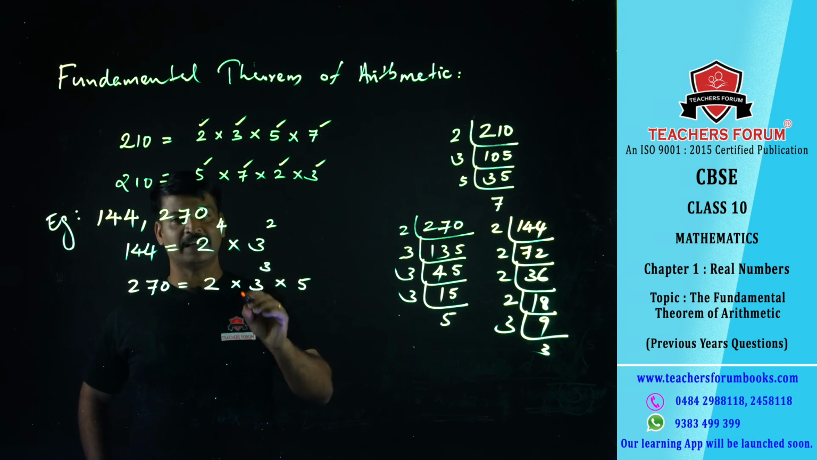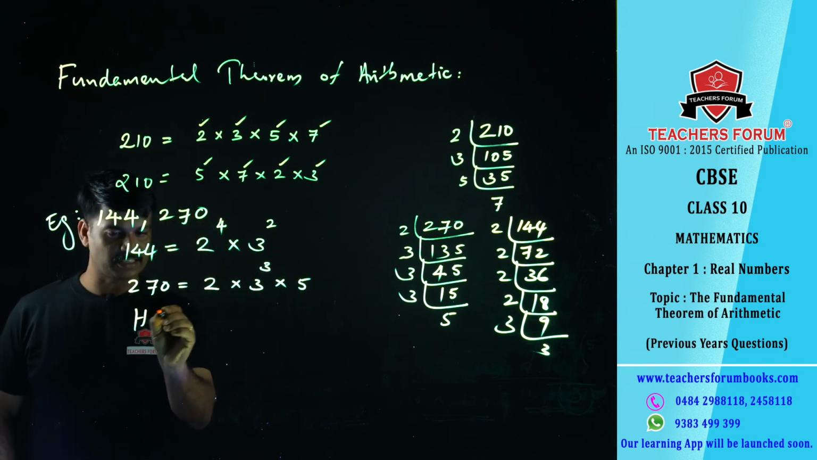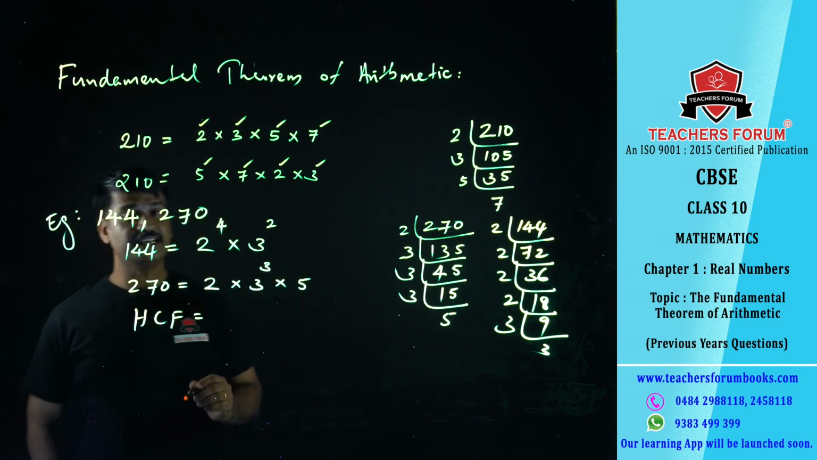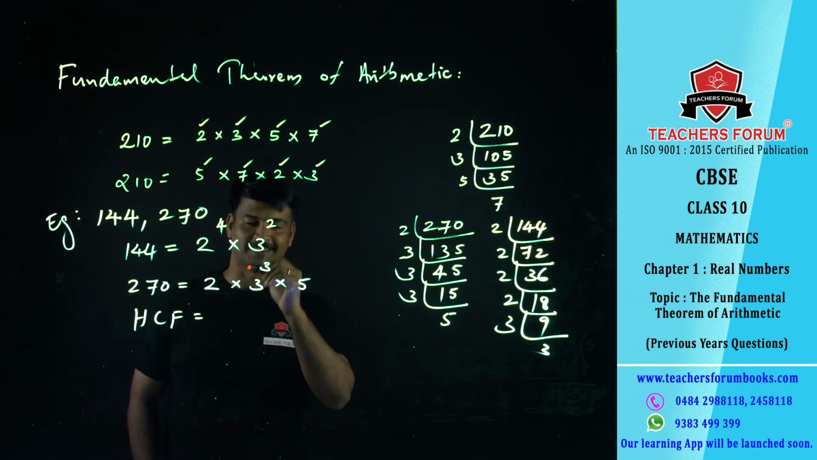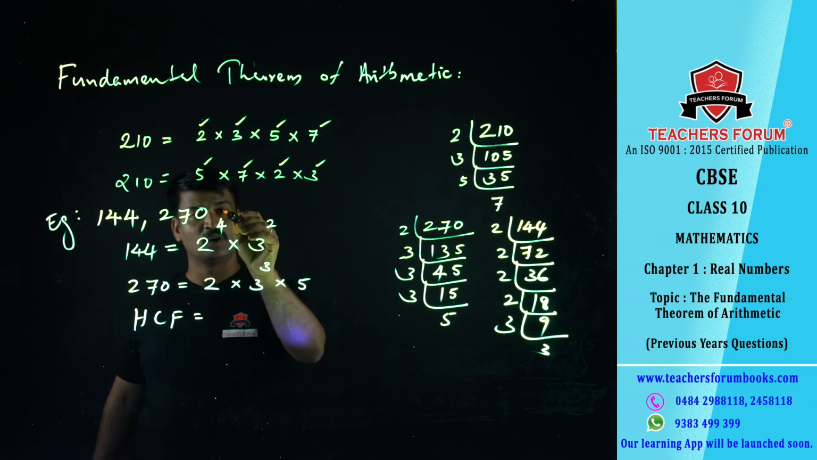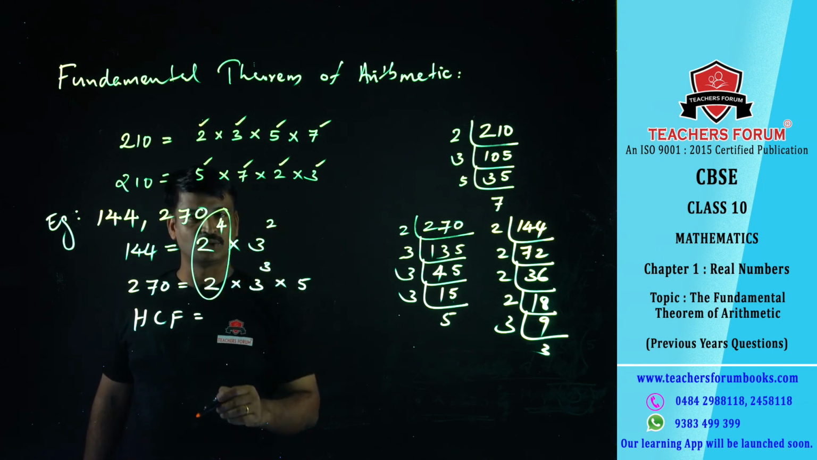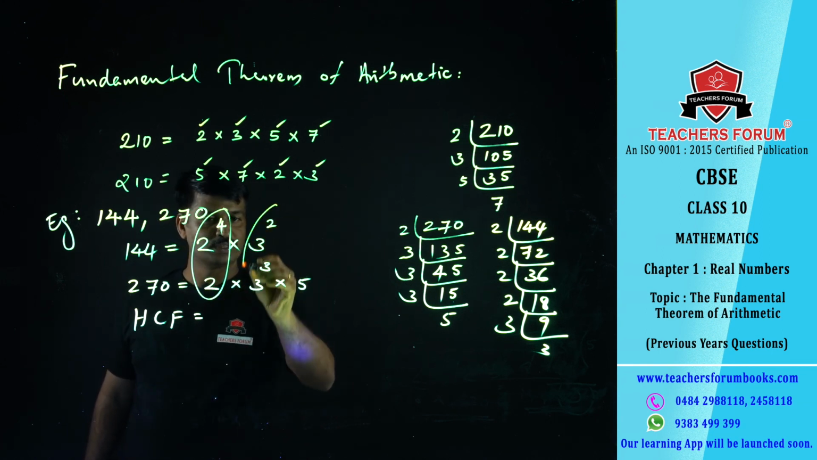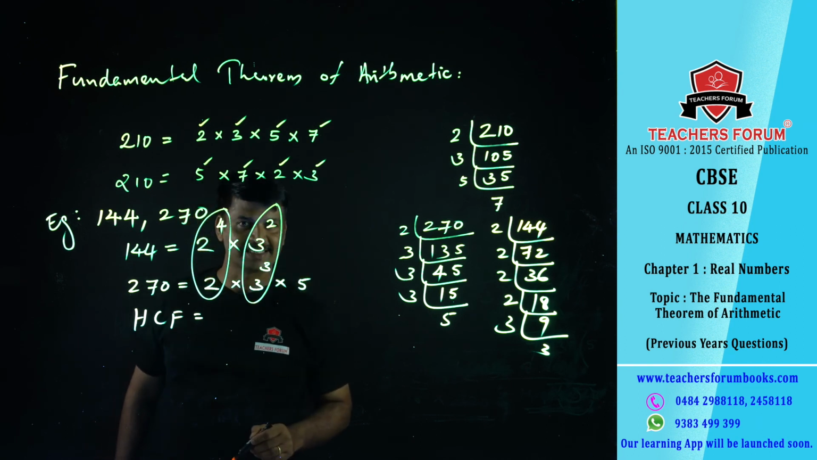Now let us find the HCF first. HCF is the highest common factor. Among 144 and 270, you first find what are the common factors. 2 raised to 4 and 2, 3 square and 3 cube. These are the common ones, isn't it?